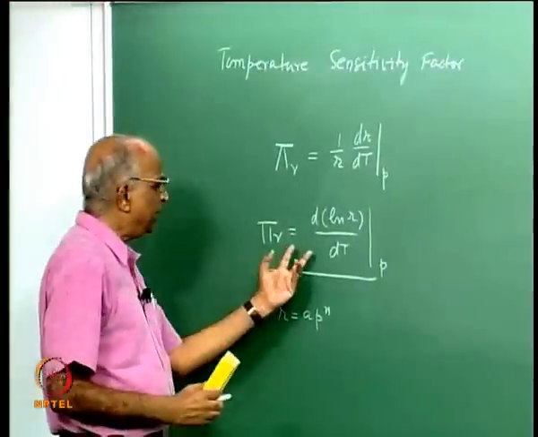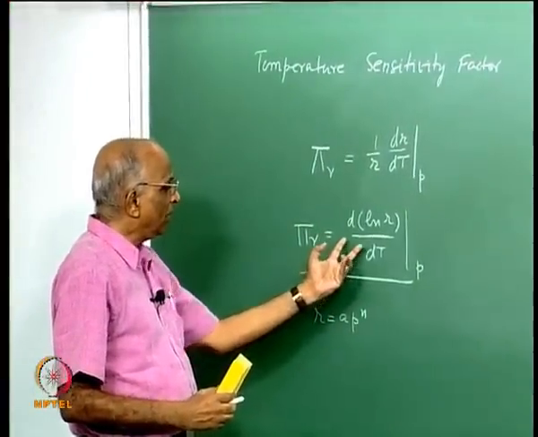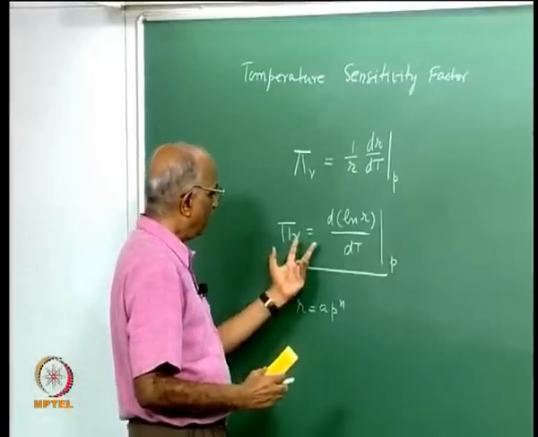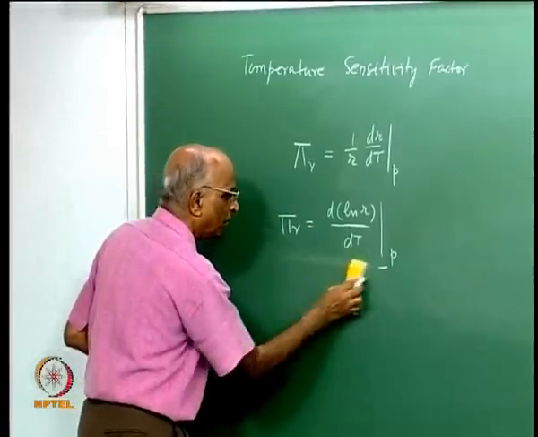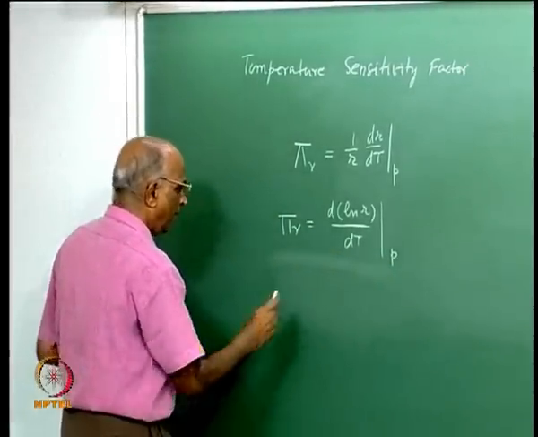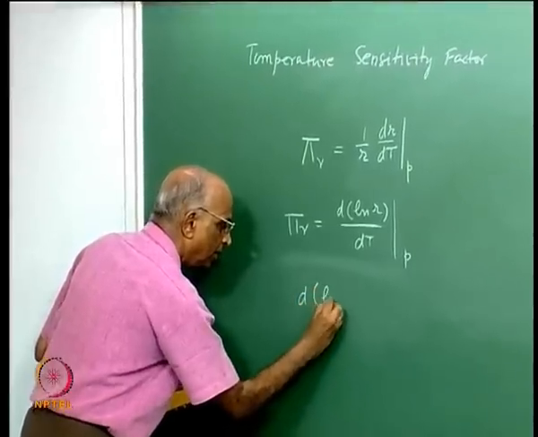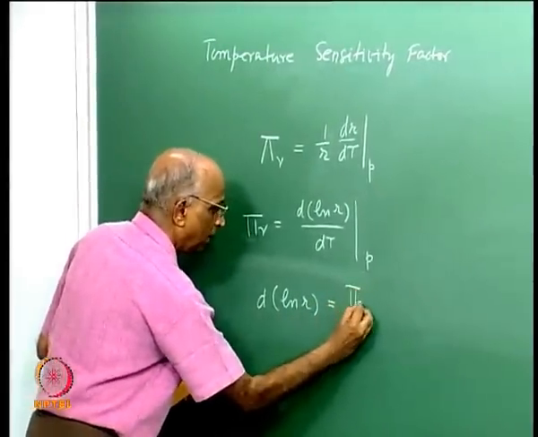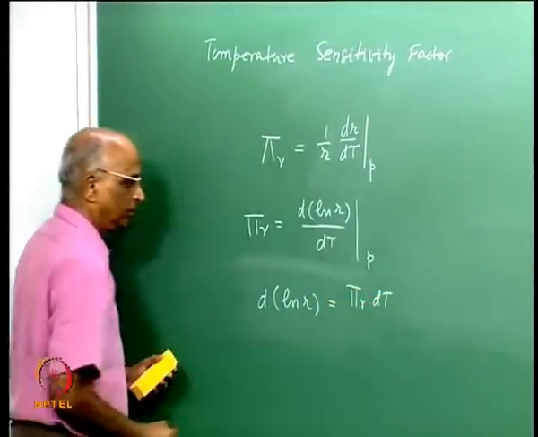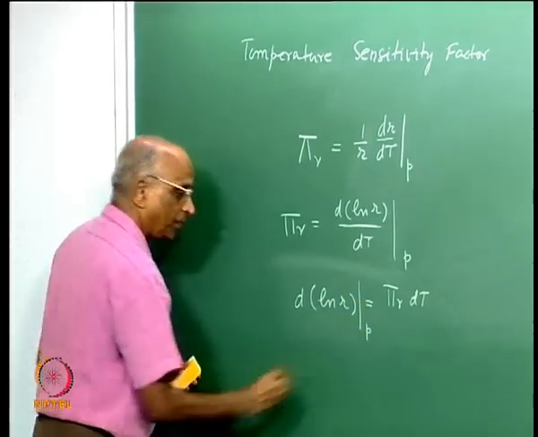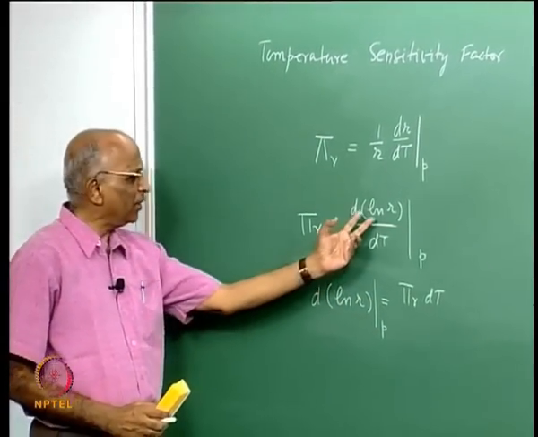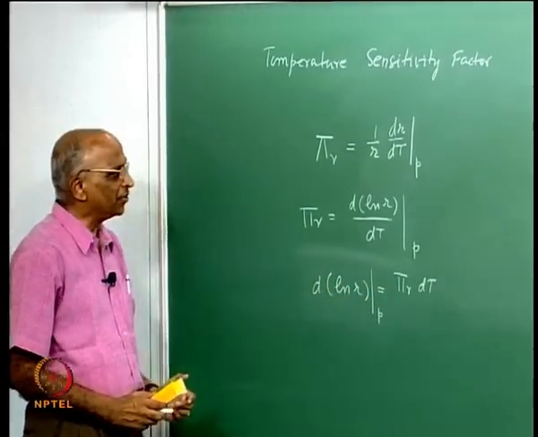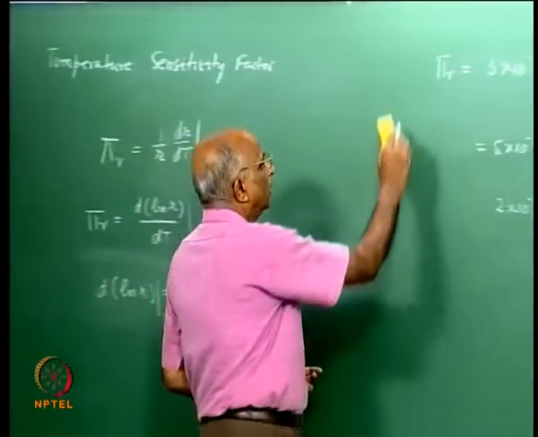Well, I can go back and integrate this equation and find out explicitly how the burn rate changes with temperature. Let's do that. I take this expression over here, I write d ln r, the change in the logarithm of burn rate, is equal to pi r into dt at constant pressure. All I have taken is the change in the logarithmic burning rate is equal to pi r dt. I just write this equation, and let us solve this equation.